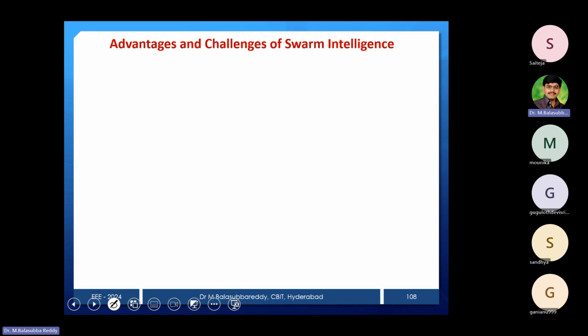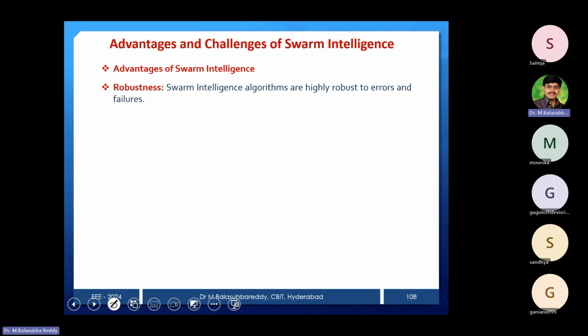Then we can see some advantages of swarm intelligence and challenges also. The advantages are robustness. These are some major advantages I mention here.